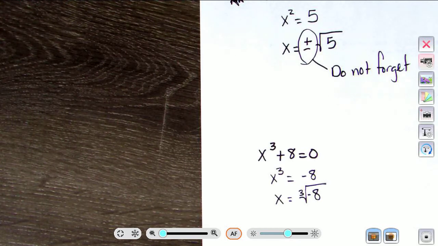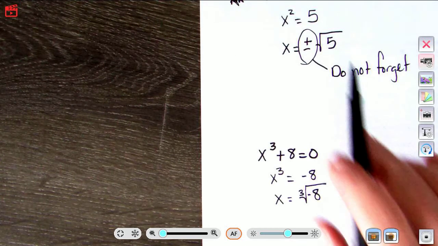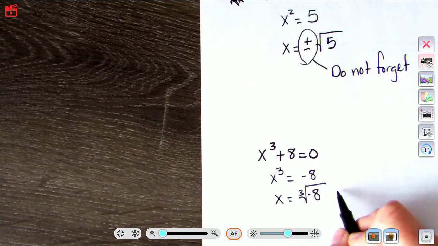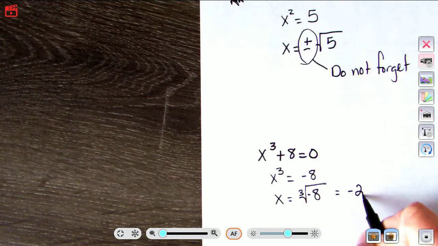We don't have, like we do in squaring something, if you square a negative it becomes positive. So like negative 2 squared is 4 and 2 squared is also 4. So when we undo it, we have to remember that plus or minus. Here we don't need to worry about that. So the cube root of a negative 8 is simply negative 2.